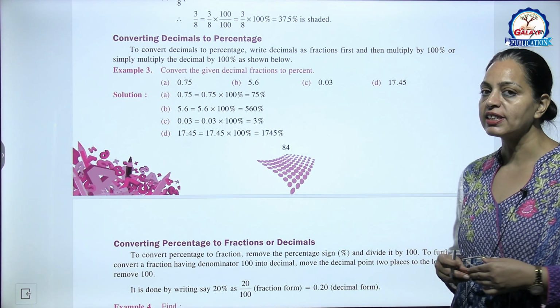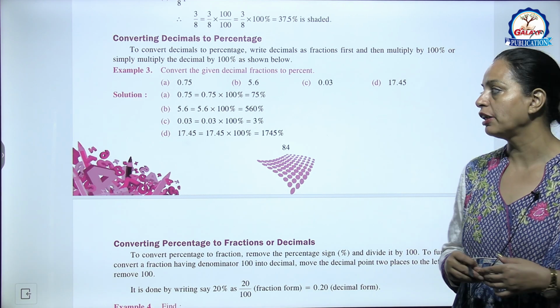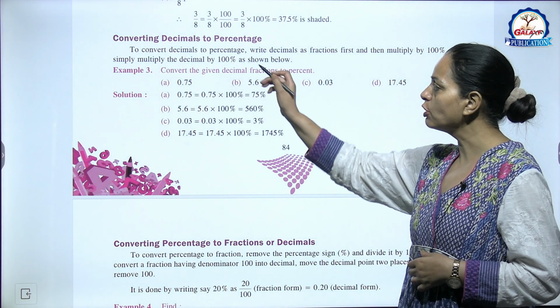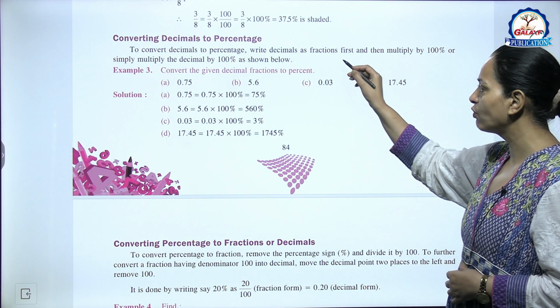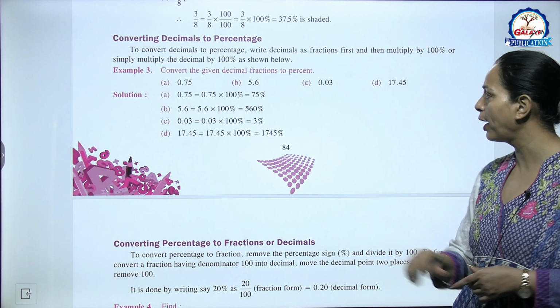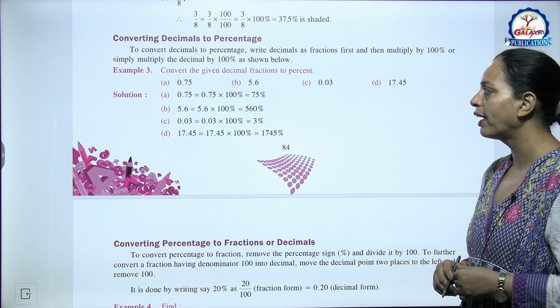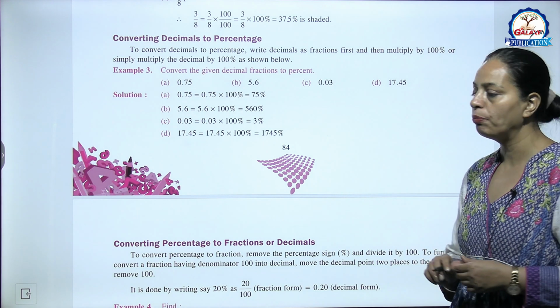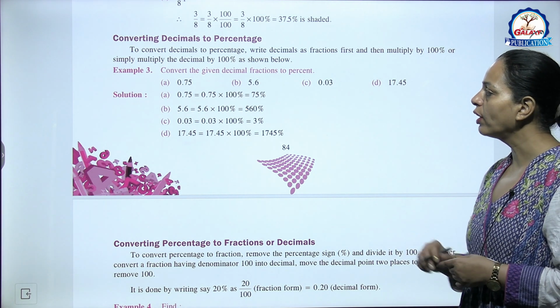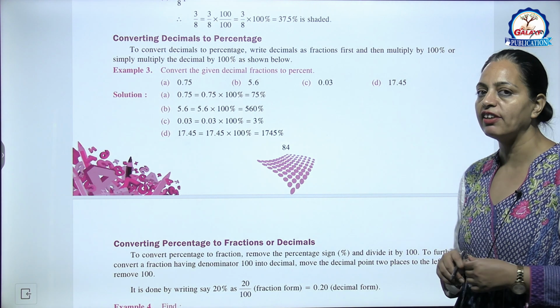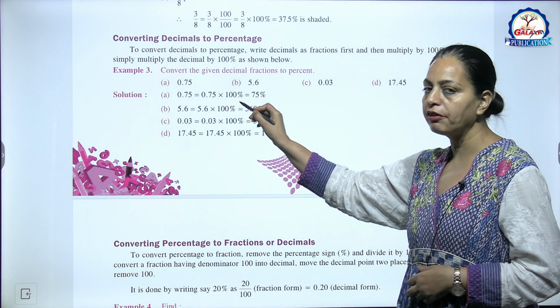Now converting decimals to percentage. अब decimal को percentage में कैसे convert करते हैं? यानी multiply by 100, simple. So to convert decimal to percentage, write decimals as fraction first and then multiply by 100%, or simply multiply the decimal by 100% as shown below. Example 3. Convert the given decimal fraction to percent. A part 0.75. Multiply by 100%.